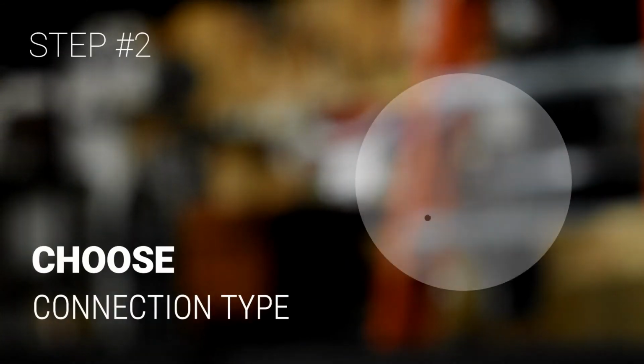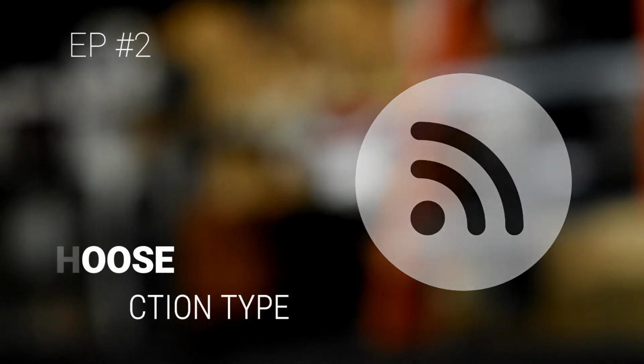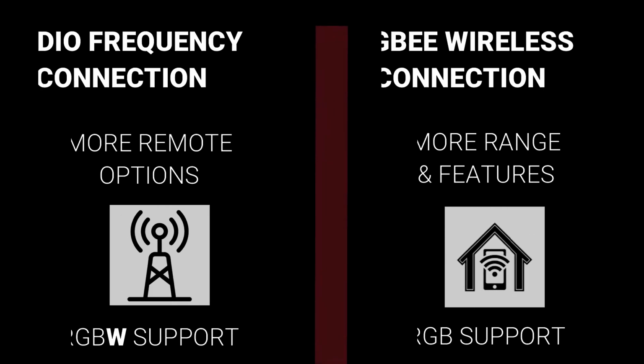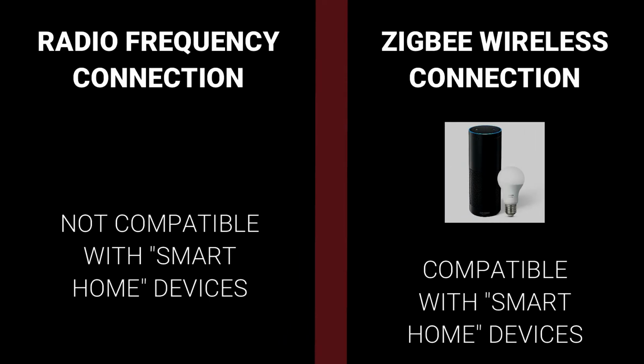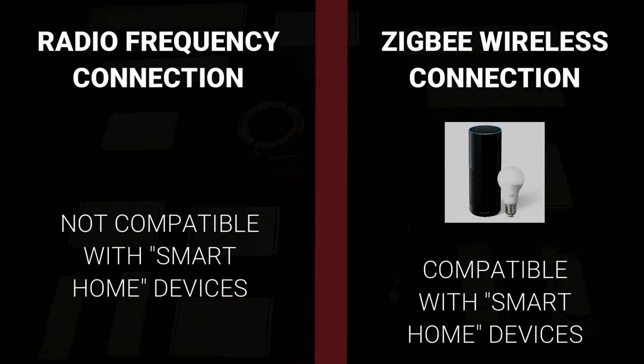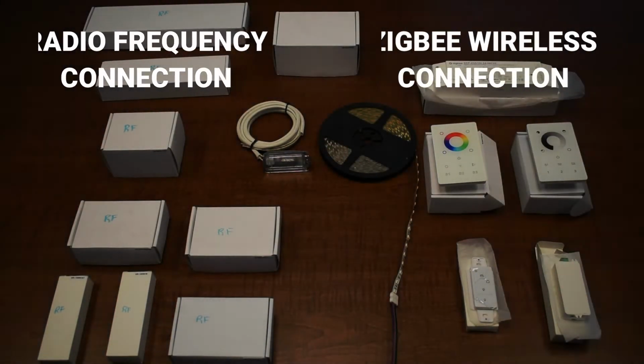The next thing to consider when choosing a Montigo custom lighting solution is the wireless connection type. We offer both radio frequency and Zigbee options. The main difference being that radio frequency has more remote and customization options, whereas Zigbee includes more wireless connectivity options, including support for many smart home devices, such as Amazon Echo Plus and Philips Hue.